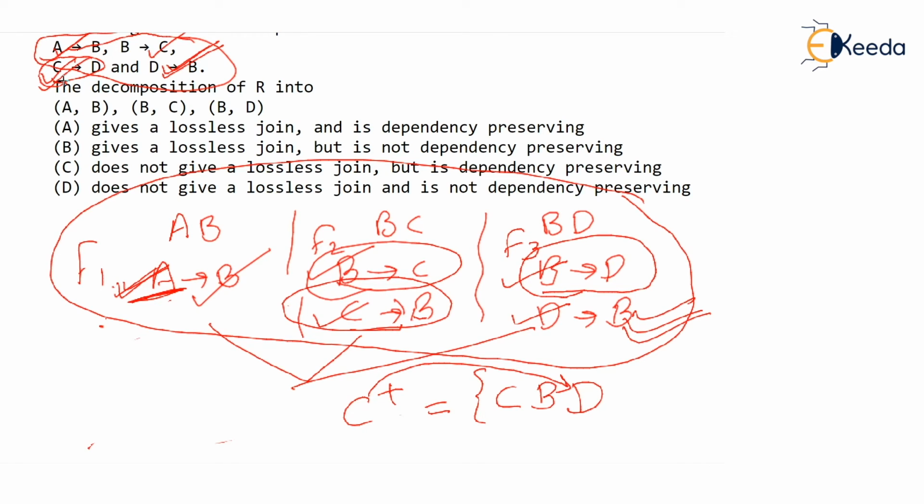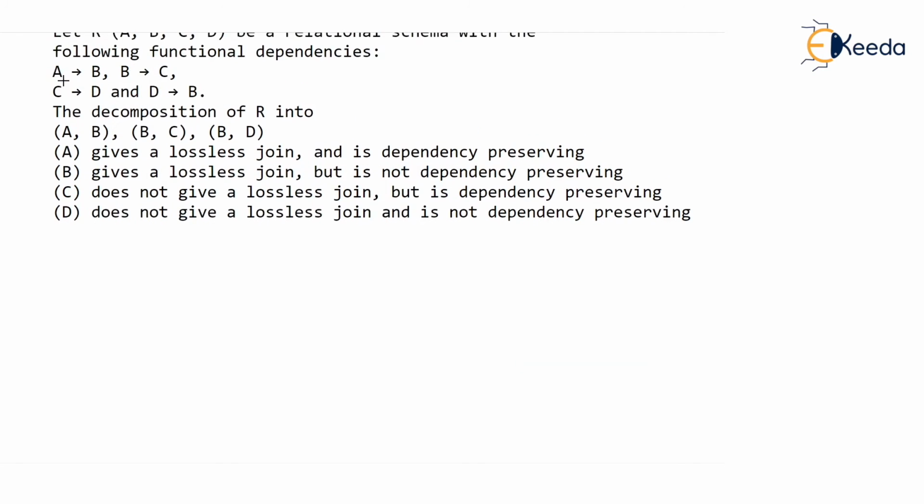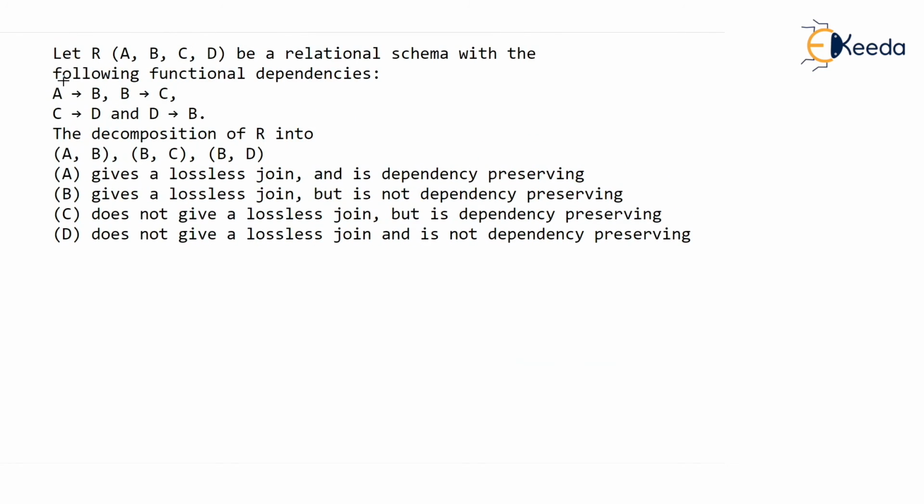Then it gives lossless and dependency preserving decomposition. A is the correct option of this particular question. I hope you have again understood how to check dependency preserving and lossless decomposition. Question asked in GATE 2008.